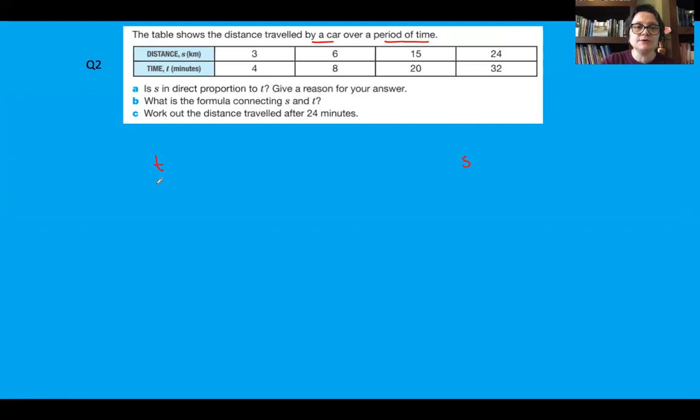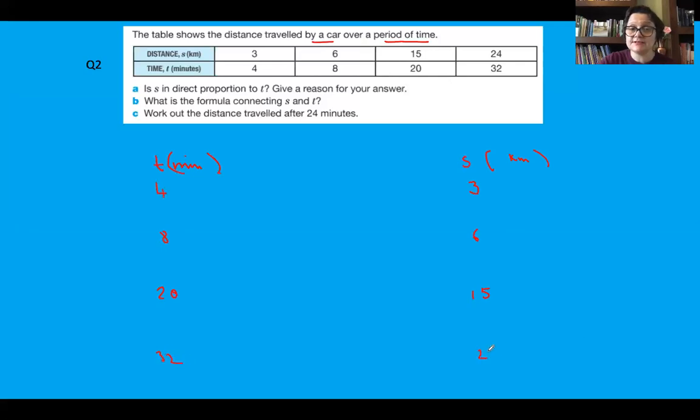So in 4 minutes, the car does 3 kilometers. Time is in minutes, and distance S is in kilometers. So 3 kilometers, and then 8 minutes, the car does 6 kilometers. For the next one, it is 20 minutes, the car does 15 kilometers. And 32 minutes, the car does 24 kilometers.